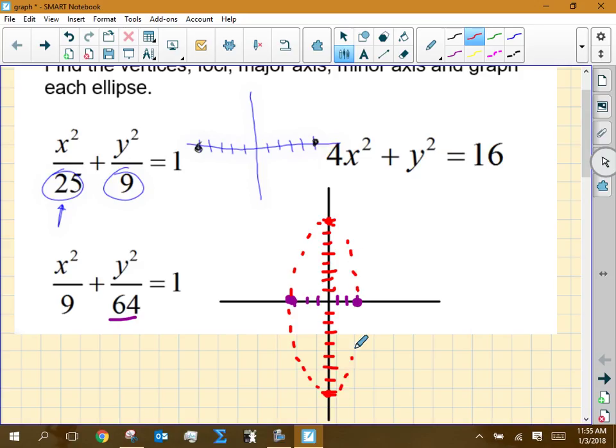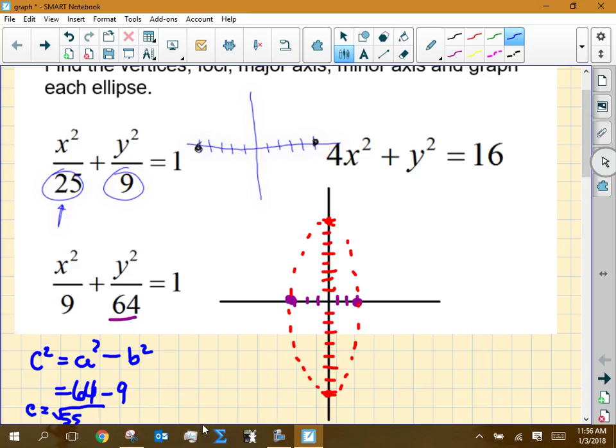It also wants the foci, or foci, however you say it. So again, that's going to be c squared is equal to a squared minus b squared. Now I don't care, like I said, which one's A and B in this case. We want this number here to be bigger, because we're going to have a distance that's positive. So we're going to go 64, then minus 9. And then that provides me with c being the square root of 64 minus 9, which gives me 55, so square root of 55.